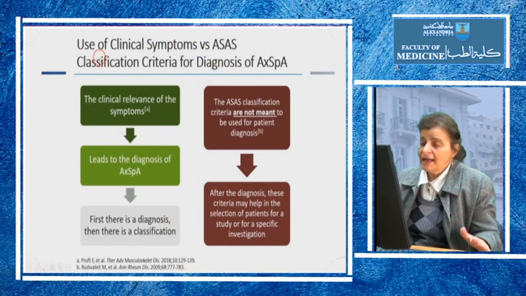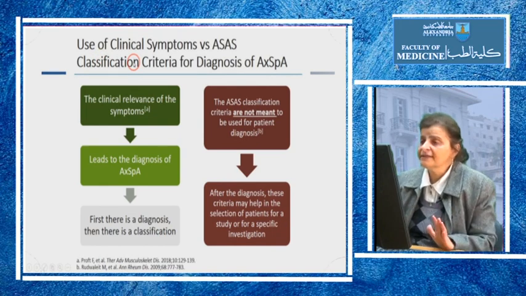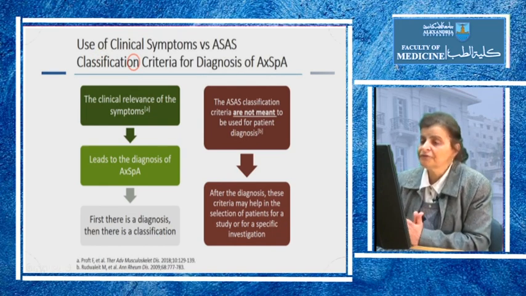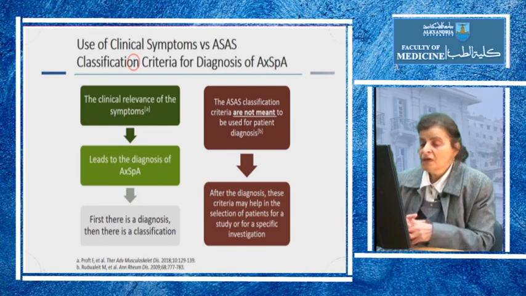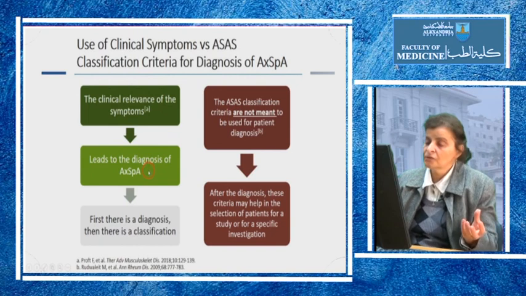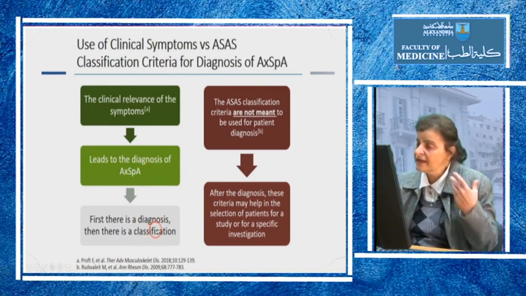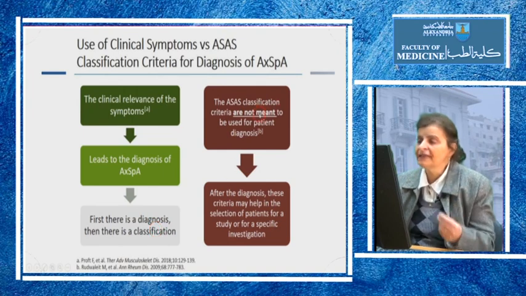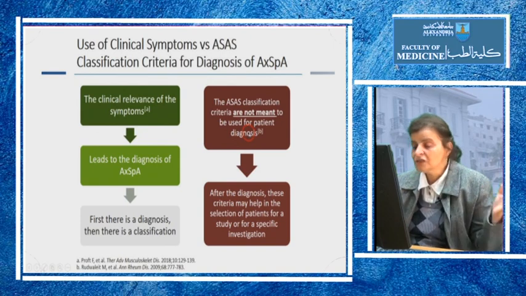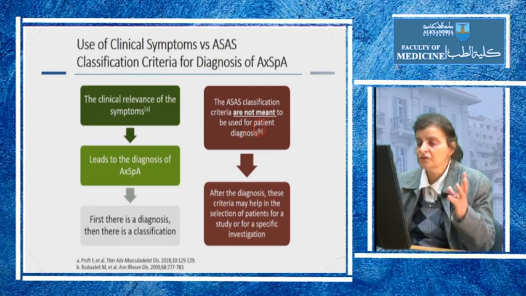So, as I said, spondyloarthritis is a clinical diagnosis. We have to diagnose the patient clinically. We get the clinical relevance of our symptoms. This leads to diagnosis of axial spondyloarthritis. We do have our classification criteria, as I showed you, but they are not meant for diagnosis. They are meant for research purposes. And for you, we diagnose our patients on a clinical basis, putting together all the symptoms of our patients together.